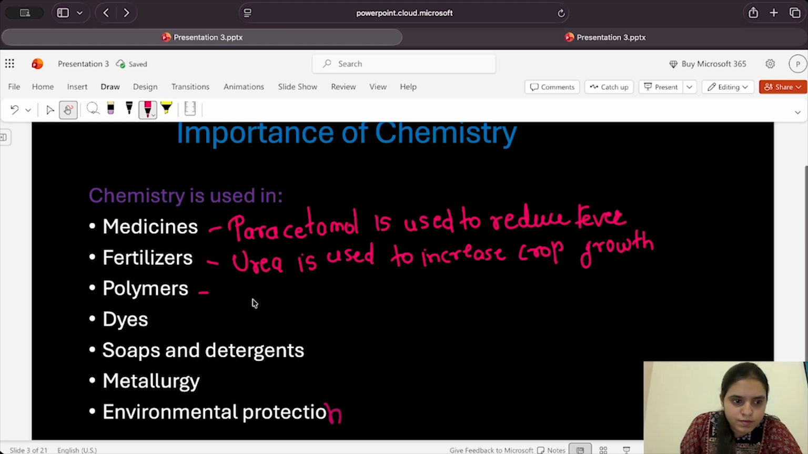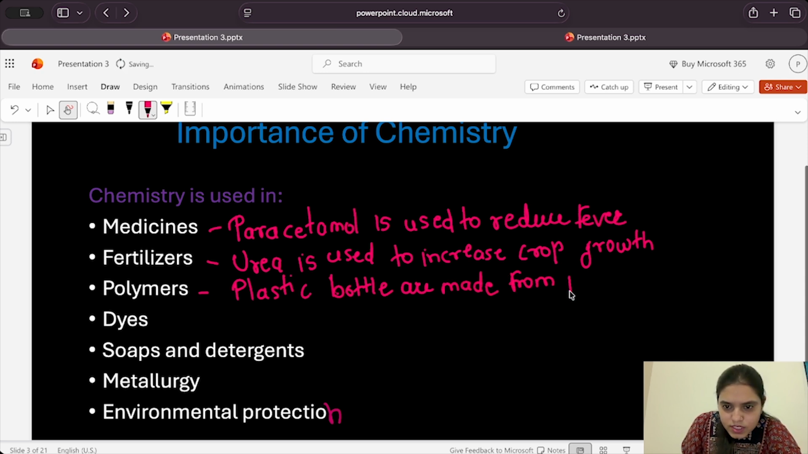Third is the polymer. Polymers are materials such as plastic, synthetic fibers, rubbers that we use every day in bottles, bags, clothes, and many other products. So, do you know the famous example of polymers? Obviously, you know the plastic bottle. The plastic bottles are made from polymers.